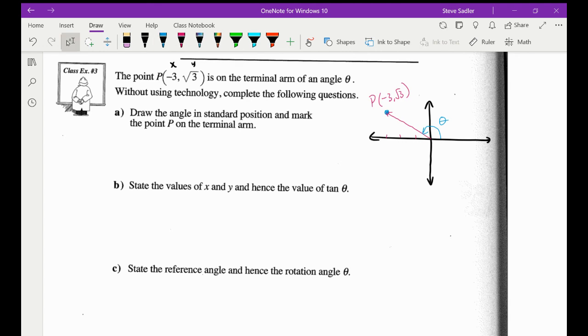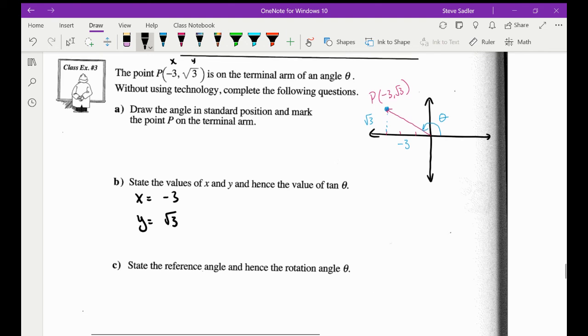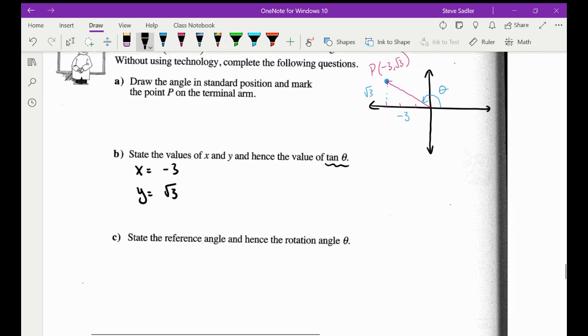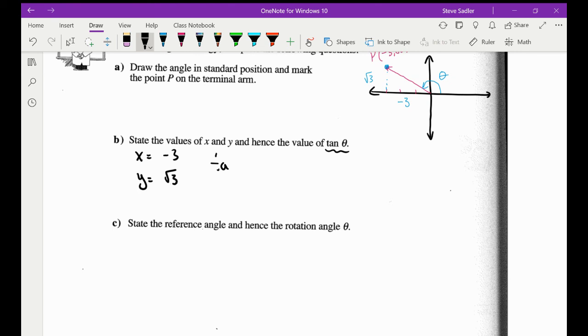Perfect. State the values of x and y. Well, we know that x is -3 and y is root 3. So x is -3, y is root 3, and we are looking for the value of tan theta. So tan theta is equal to y over x. So in this case, root 3 over -3. Or we can pop that negative into the top.